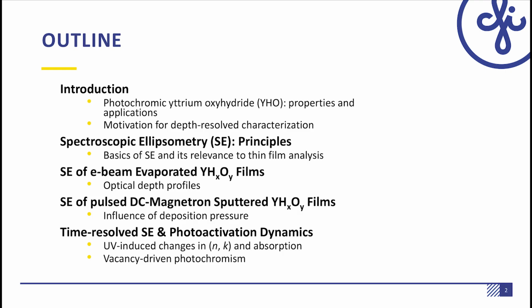I will give an introduction about yttrium hydroxide, what it is and what issues this material is presenting. Then I will give an introduction about spectroscopic ellipsometry, its principles and applications for yttrium hydroxide studies. And then I will provide 3 examples where ellipsometry is applied for yttrium hydroxide analysis: yttrium hydroxide fabricated with e-beam evaporation, then yttrium hydroxide fabricated with pulsed DC magnetron sputtering, and then some examples also for time-resolved spectroscopic ellipsometry and photoactive dynamics.